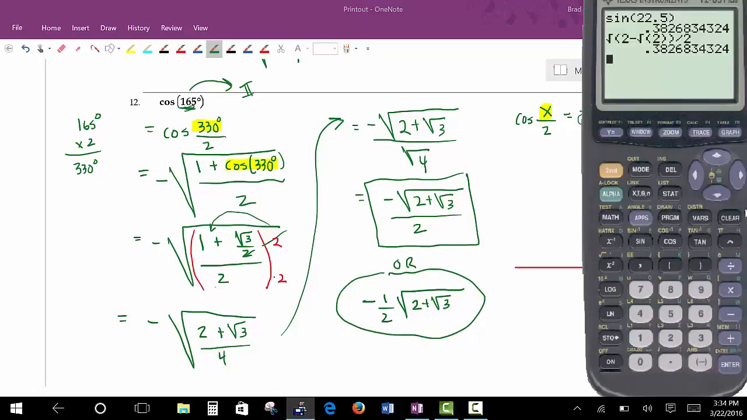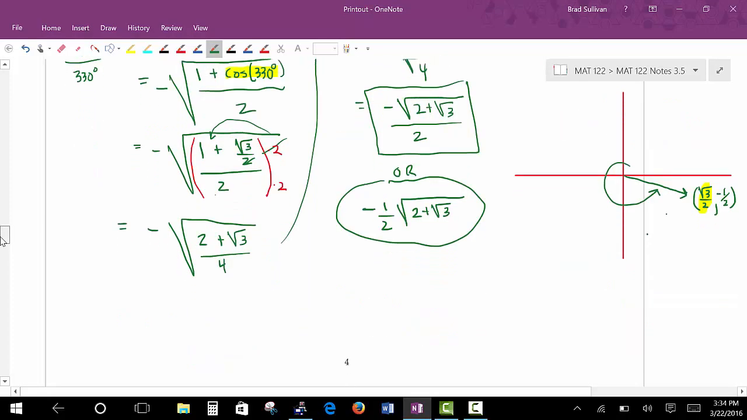Now again, you could do a quick check on your calculator. You could go in degree mode, cosine of 165, which gives you this. Notice it gives the negative answer like we predicted. And then you would put in a negative, then you would put in radical, then you'd have to put 2 plus square root of 3, like that, doubling up on the parentheses, and then divide by 2, and it'll give exactly the same thing. So this problem is 100% checkable on a calculator.